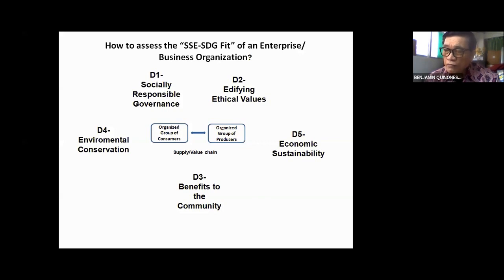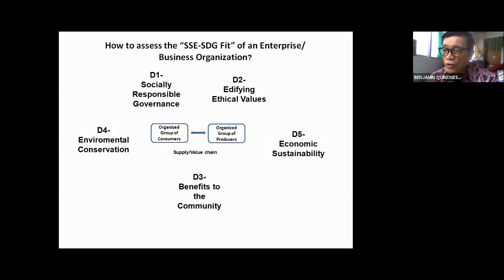The third, fourth, and fifth dimensions are what we call the triple bottom line, or the 3 indispensable goals of SSE. Let's look at dimension 3. Socioeconomic benefits of people arising from SSE. Are the needs of people being met, and are they met satisfactorily? What are the needs that are being met?